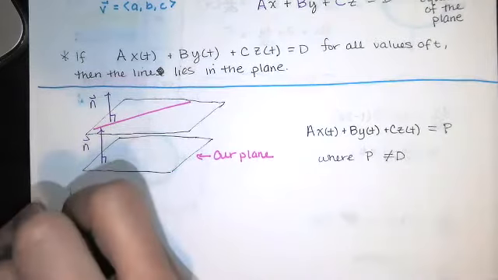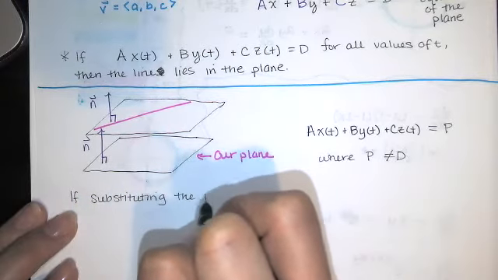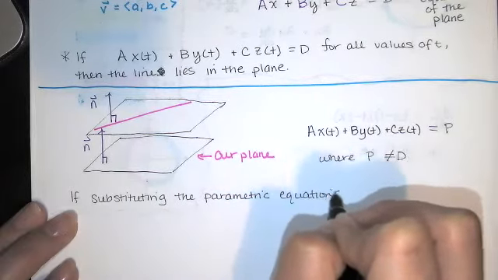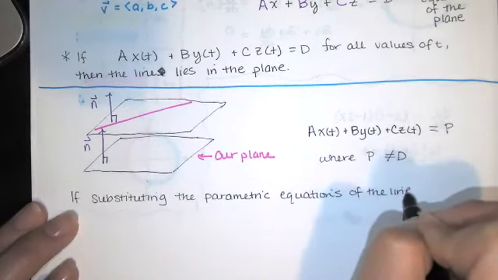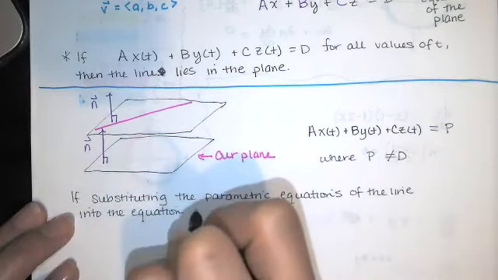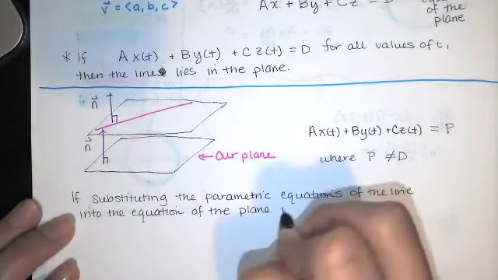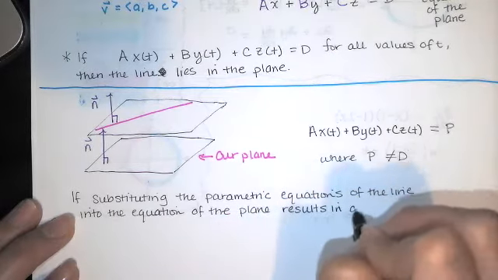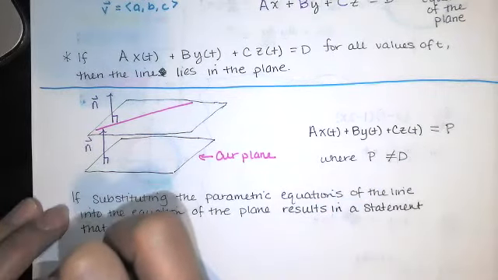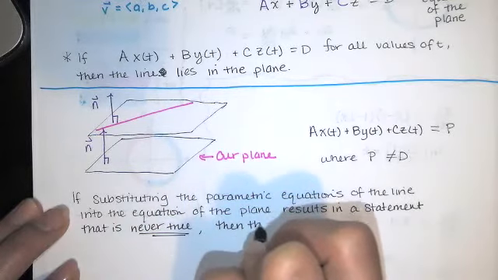So if, let's say, substituting the parametric equations of the line into the equation of a plane results in a statement that is never true, then the line lies in a parallel plane.